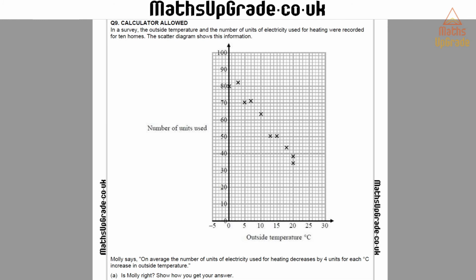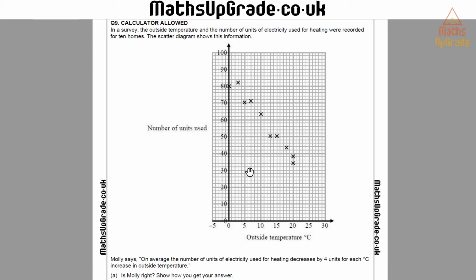In question 9, from a survey, the outside temperature and the number of units used were recorded for 10 homes, and the scatter diagram shows that information there. So Molly says, on average, the number of units of electricity used for heating decreases by 4 units for each degree increase in outside temperature. Is she right? Show how you get your answer.